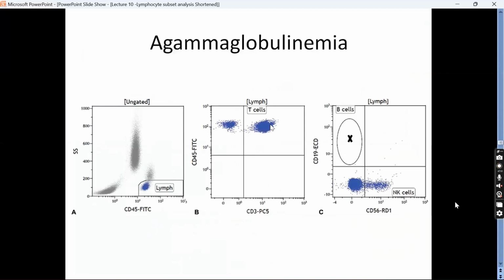So CD3 is there. Can I call this combined immunodeficiency now? Can I use the word combined immunodeficiency here? No, sir, because T cells are there, right? Now T cells are there, but when I look at the same lymphocytes across CD19 and CD56, the CD56 positive population is there, that is NK cells are there, but the B cells are completely absent. So when you have a pattern like T positive, B negative, and NK positive, that condition is called agammaglobulinemia.